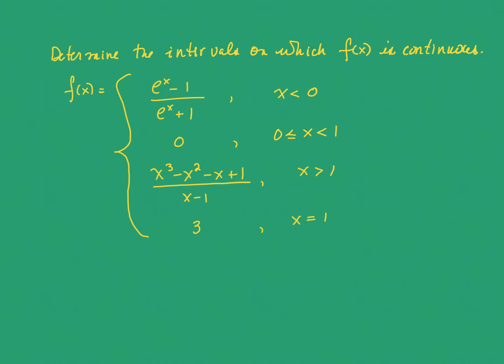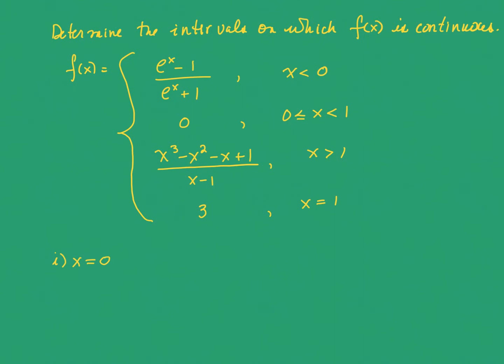However, there could be problems at the breakpoints. So we could potentially have problems at x equals 0 or at x equals 1. So we need to check whether the function is continuous at 0 and 1. So let's first determine whether the function is continuous at x equals 0. So we need to first consider the limit as x tends to 0 from the left, and we'll use that part of the function, and then the limit as x tends to 0 from the right, and for that we'll use this part of the function.